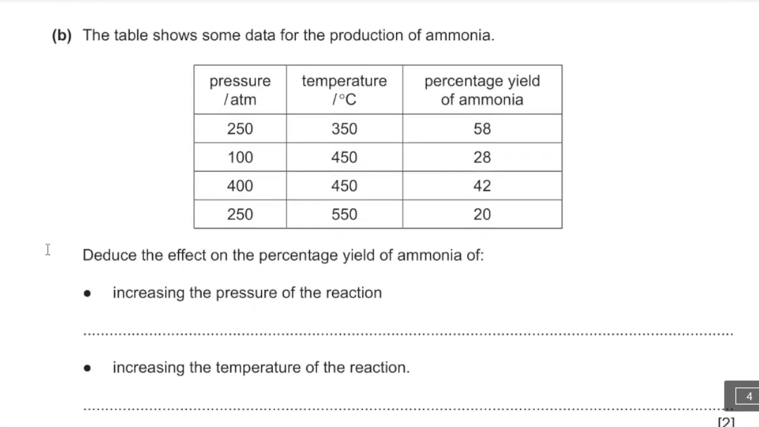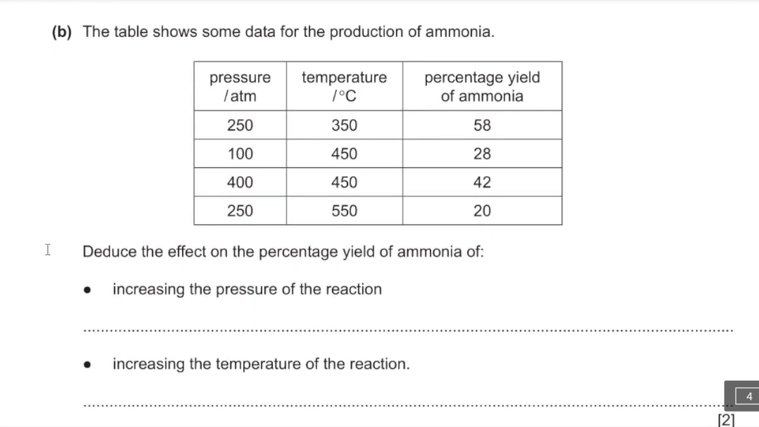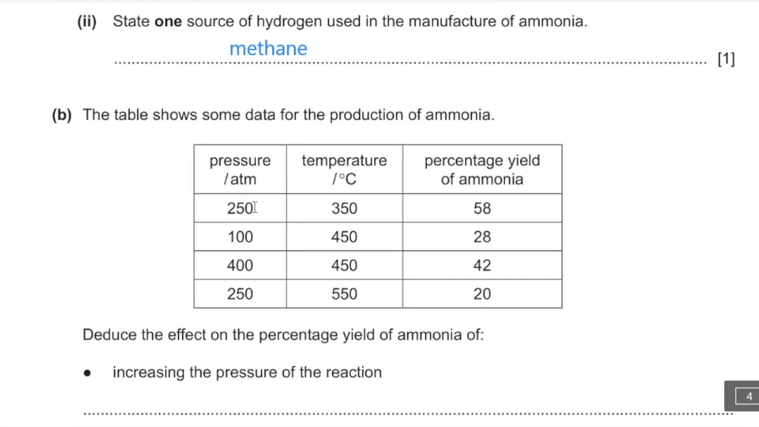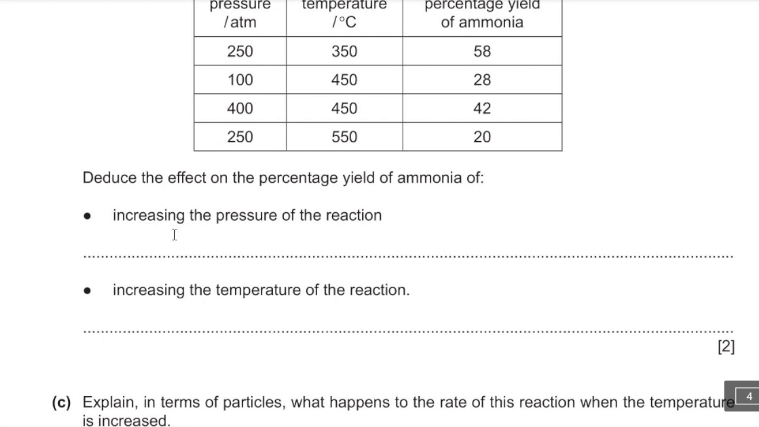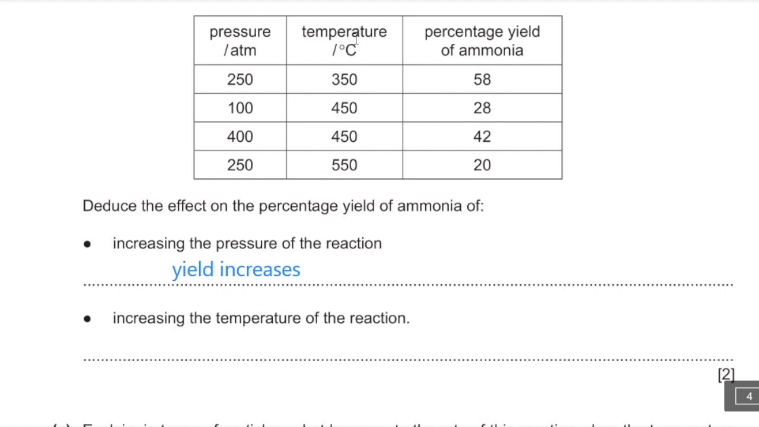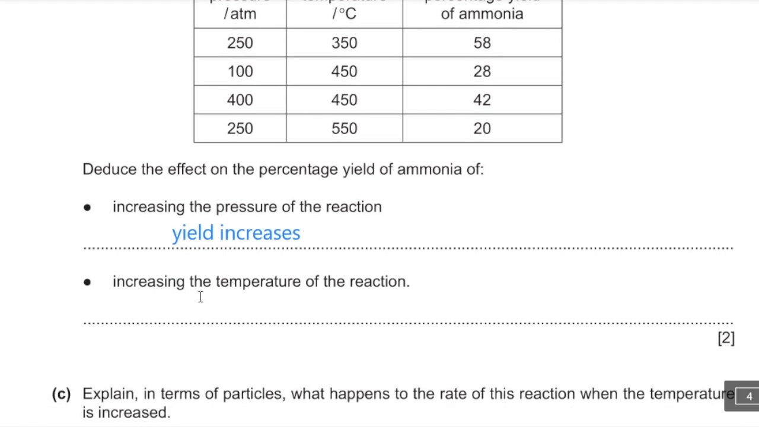B. The table shows some data for the production of ammonia. Deduce the effect on the percentage yield of ammonia of increasing the pressure of the reaction. So when you decrease the pressure from 250 to 100 atmospheres, the yield also decreases. But once you increase it, the yield also increases. So as you increase the pressure, the yield of ammonia increases. Now, increasing the temperature of the reaction: as the temperature increases, the overall change is a decrease in percentage yield of ammonia.